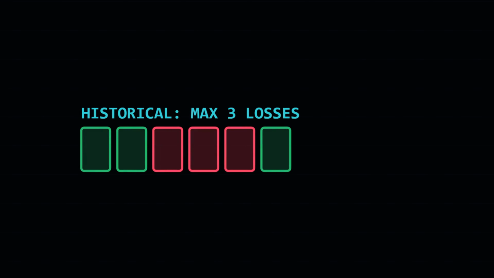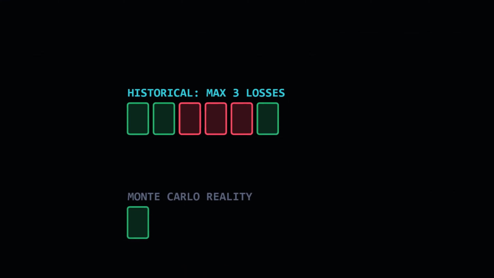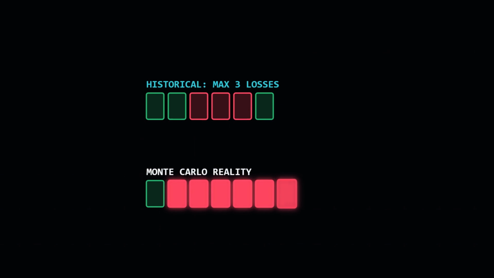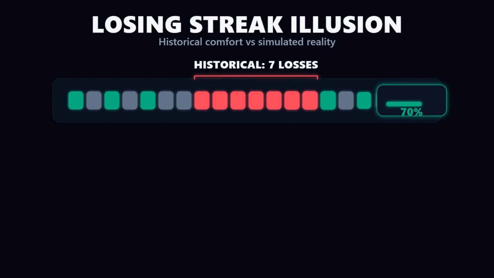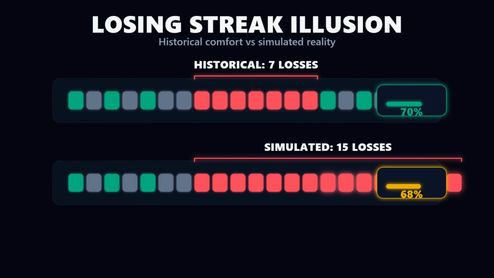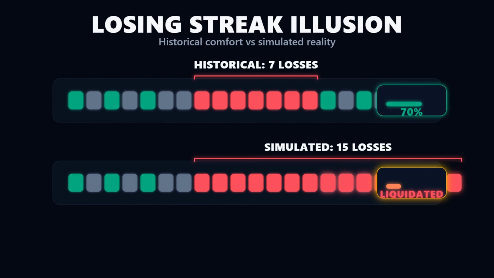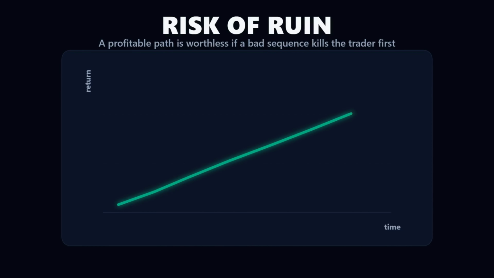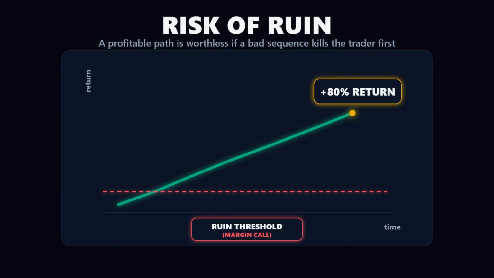Another important thing Monte Carlo can show is losing streak distribution. Most traders underestimate losing streaks because they only look at what happened historically. But randomness can create sequences that never appeared in your original backtest. A strategy that historically had 7 losses in a row might realistically experience 12 or 15 losses. And if your position sizing cannot handle that, this strategy might not be as robust as you thought. This also connects to something called risk of ruin. A strategy can have positive returns, it can have a profitable backtest. But if the risk is too high, a bad sequence of trades can still cause catastrophic losses, and Monte Carlo helps estimate how likely those situations are.